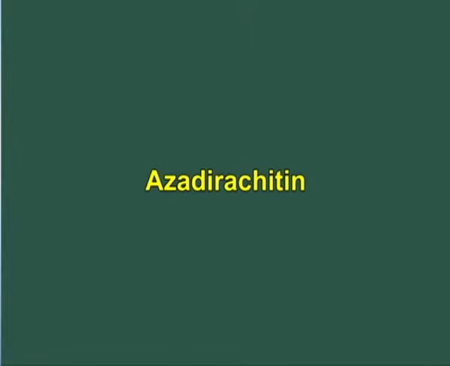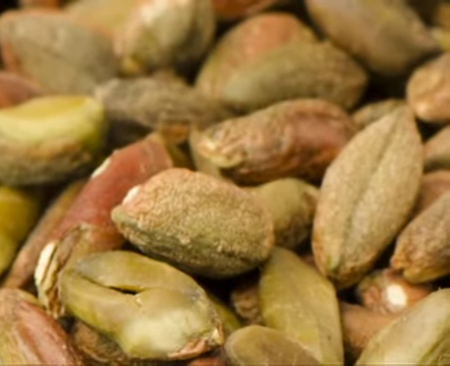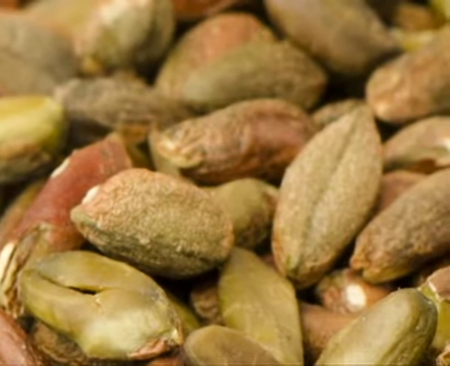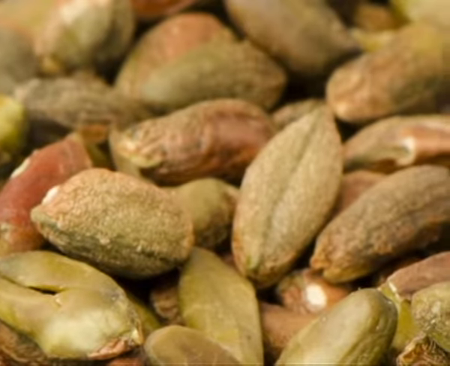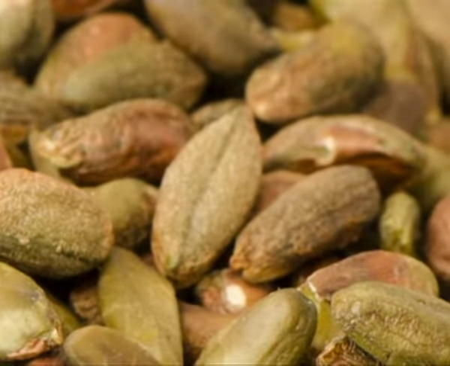Now, we will study in detail the chemical properties and pharmacological activity of a medicinally important triterpene, that is azadirachtin. Azadirachtin, biological source: it is a tetranortriterpenoid obtained from the seed of the neem tree, that is Azadirachta indica and Melia azadirachta, belonging to family Meliaceae.